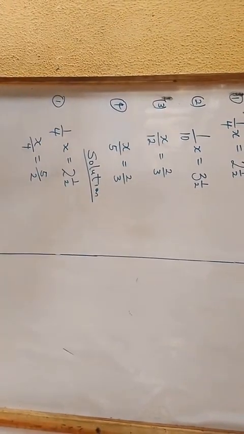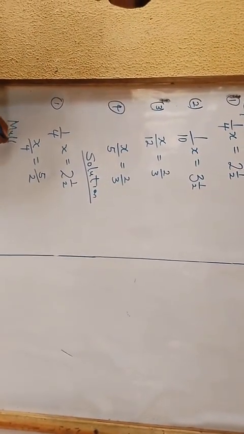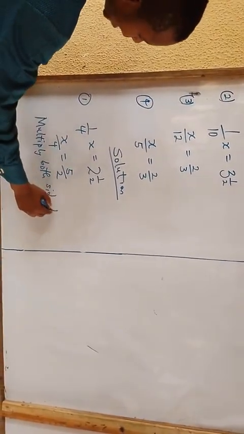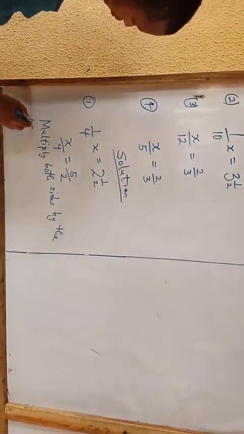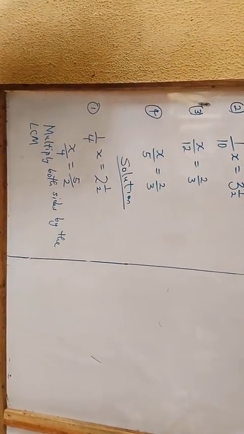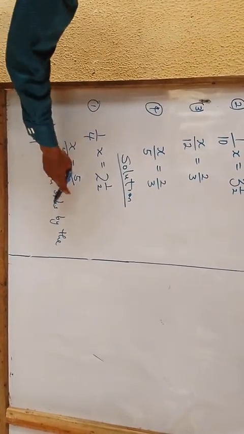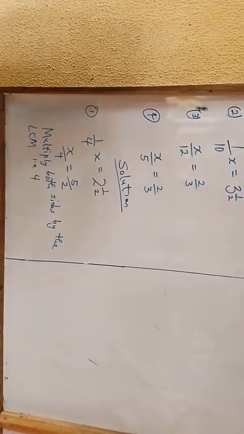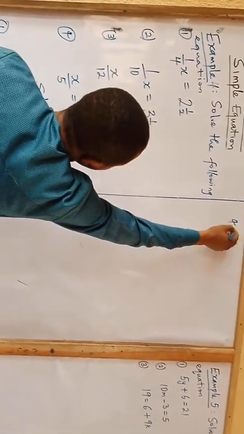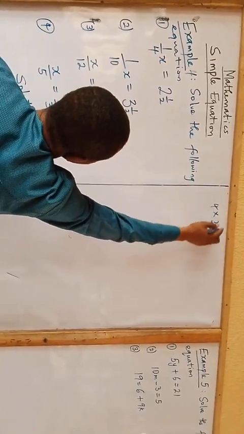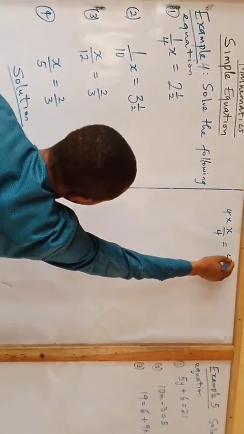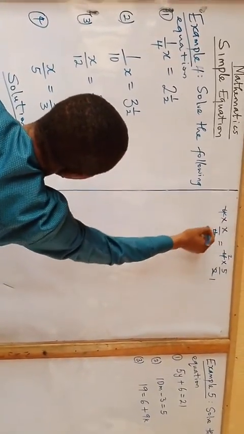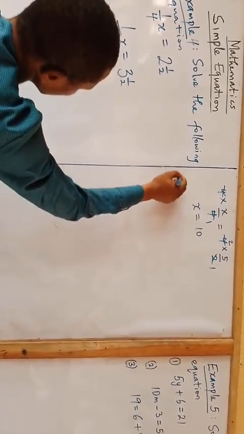Then the next step to take here is to multiply both sides by the LCM. And when we talk about the LCM, LCM deals with the denominator part, which is 4 and 2. So the LCM here is 4. So we are going to have 4 times x over 4 is equals to 4 times 5 over 2. 2 here 1, 2 here 2. 4, we eliminate 4 here. Therefore, x is equals to 10.